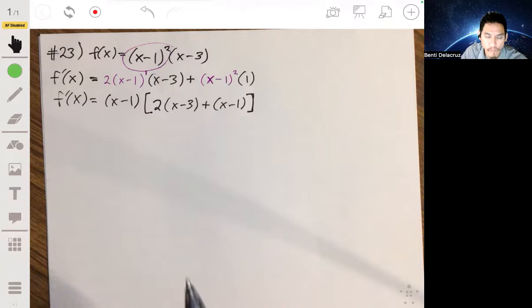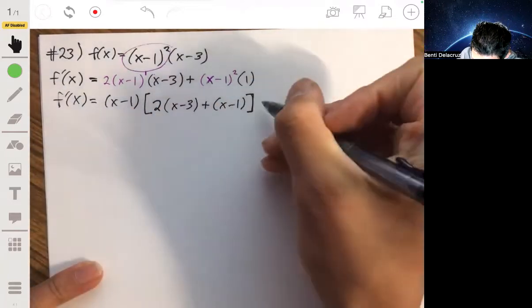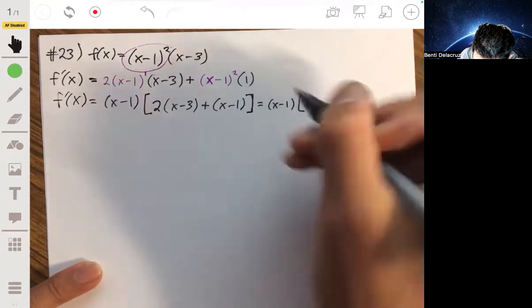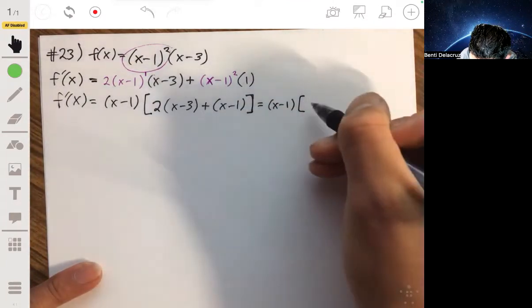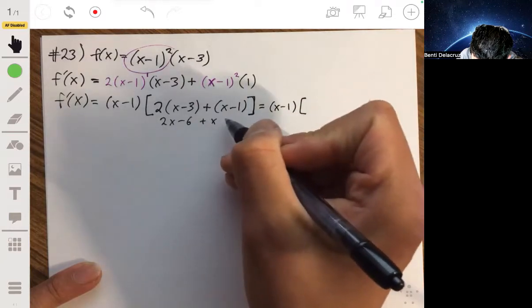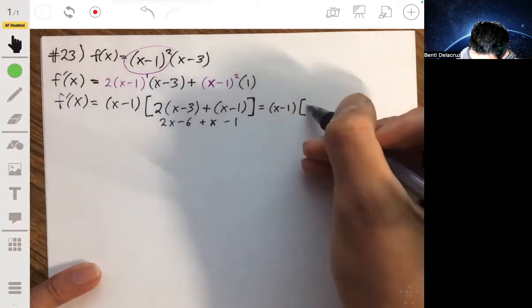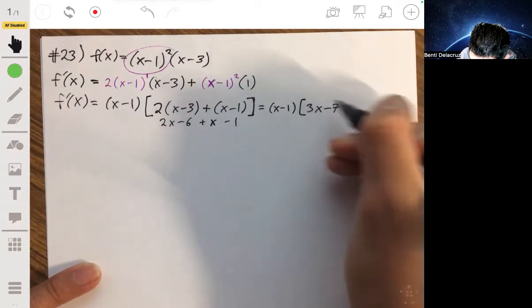So it's actually, like I said, just multiply this out. You go (x minus 1) times, so we have 2x minus 6 plus x minus 1. So now I just have 3x minus 7 in here.